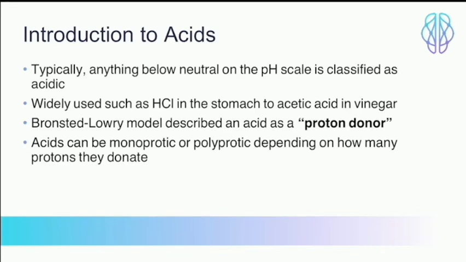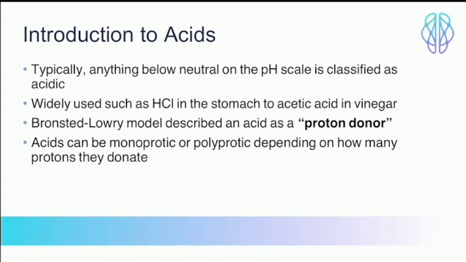So what actually is an acid? Typically, an acid is anything below a neutral pH, or a pH of 7. Some commonly known acids that you need to know for your exams are acetic acid, which is found in vinegar, and hydrochloric acid, which is found in your stomach. We use hydrochloric acid to digest food and also activate digestive enzymes.